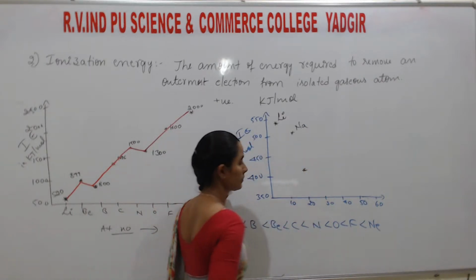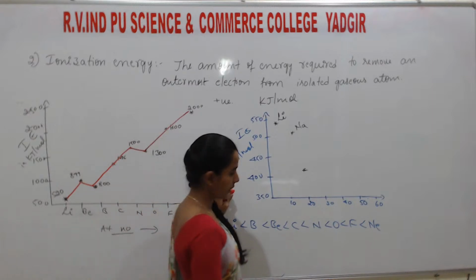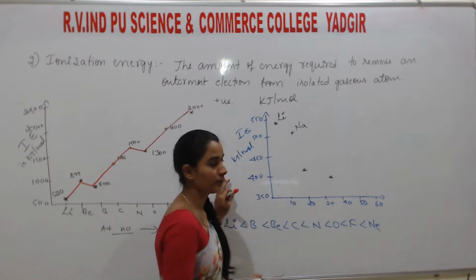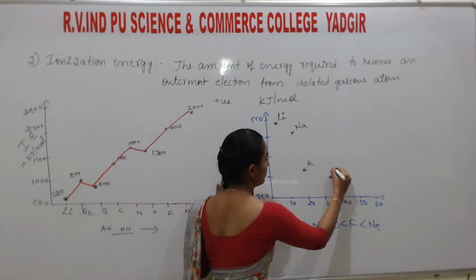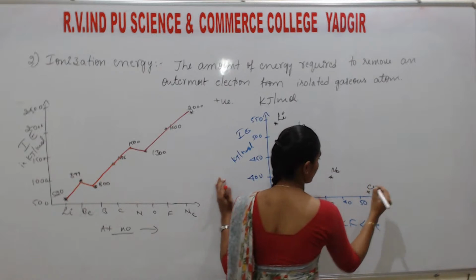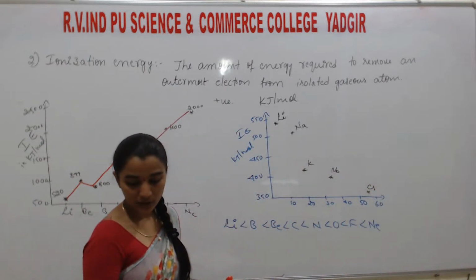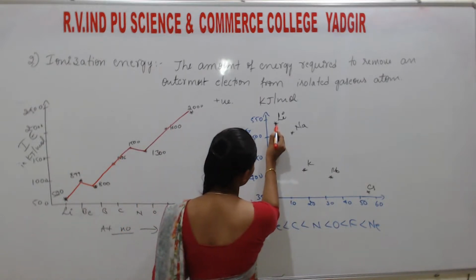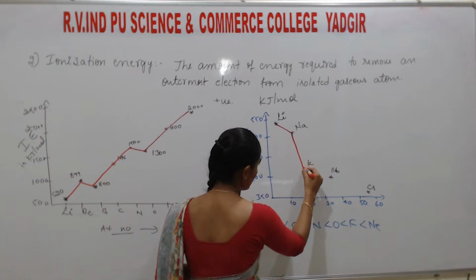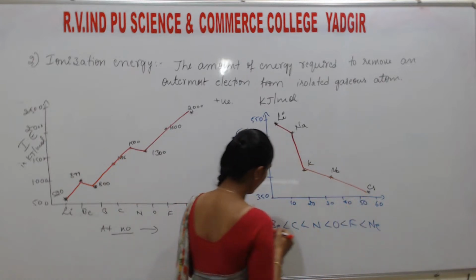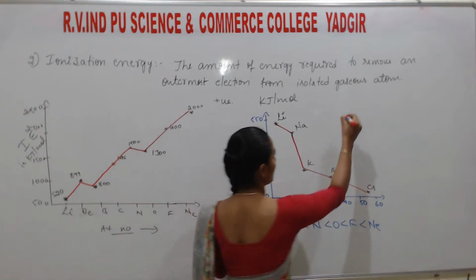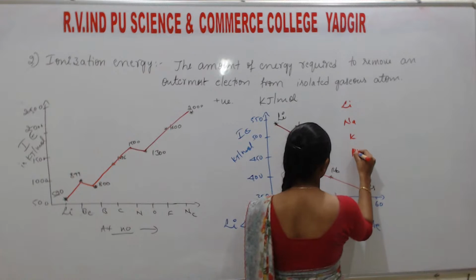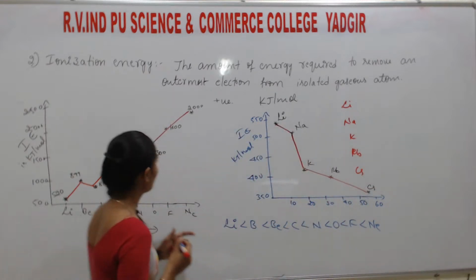Here it is 419 energy. Next one is rubidium. Rubidium atomic number is 37. Potassium, rubidium. This one is cesium. Atomic number is 55. So students, here, if you consider, for lithium, here lithium is there, sodium is there, potassium is there, rubidium is there, cesium is there.